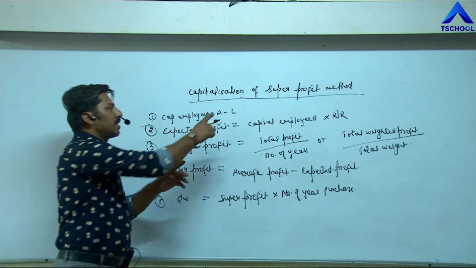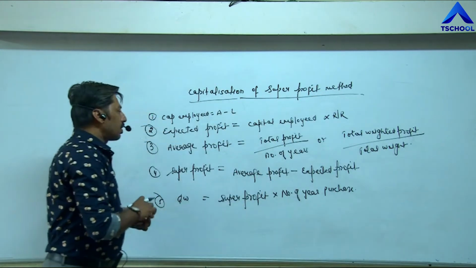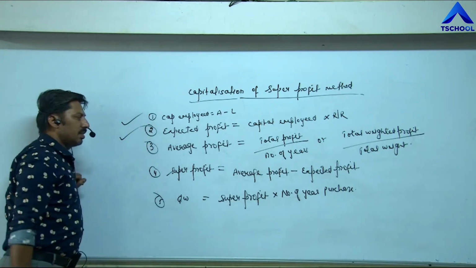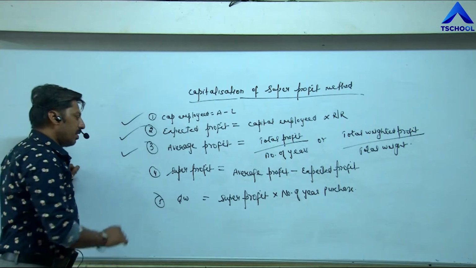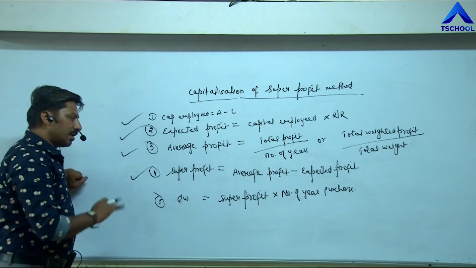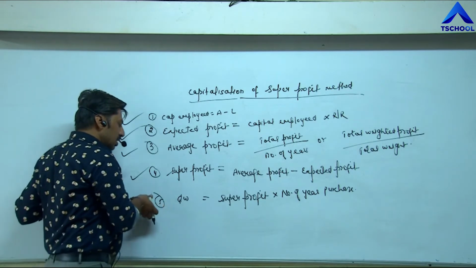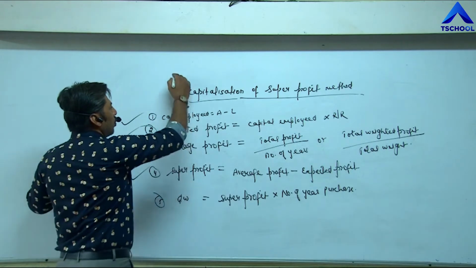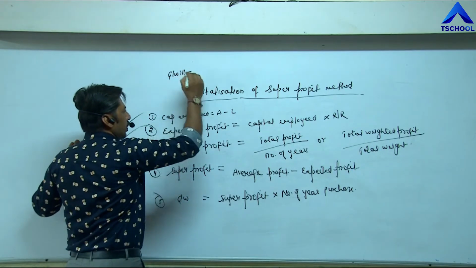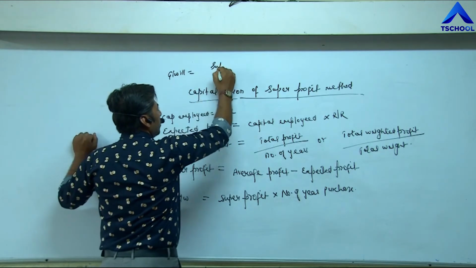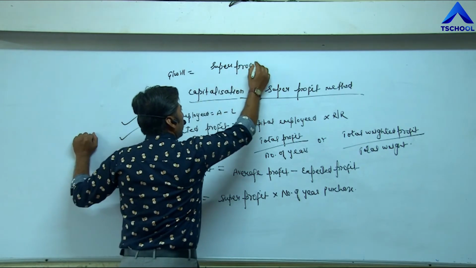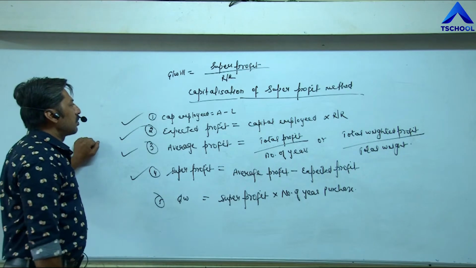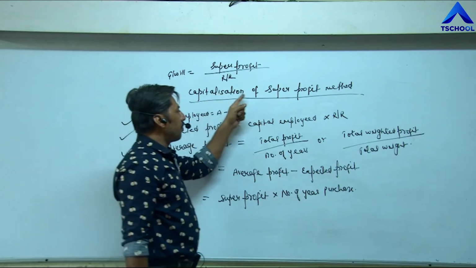Now come to capitalization of super profit method. We are not required to change any step. First step remains same, second step remains same, third step average profit remains same, fourth step we have to calculate super profit, that also remains same. Only we need to change the last step. The formula for capitalization of super profit method is goodwill is equal to super profit upon rate of return. This is the formula for calculating goodwill in case of capitalization of super profit method.